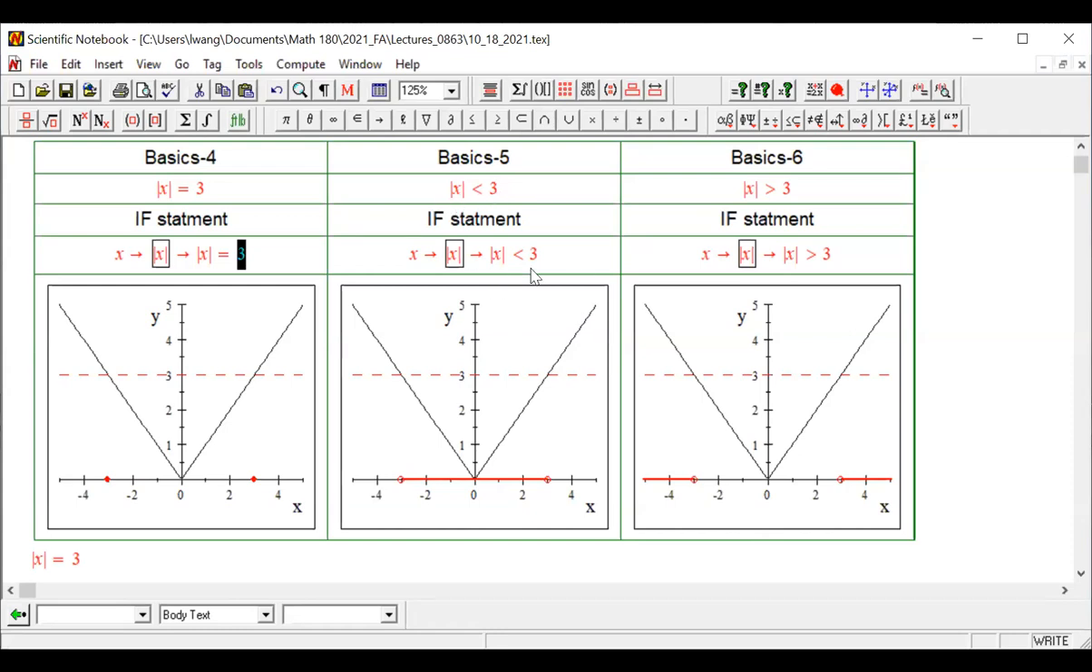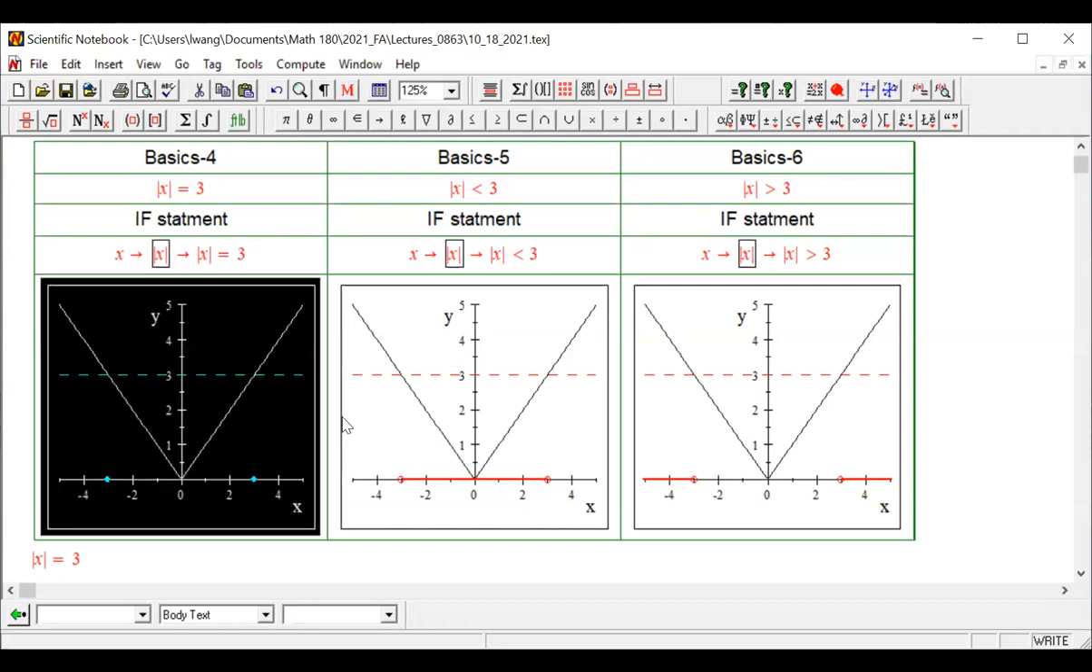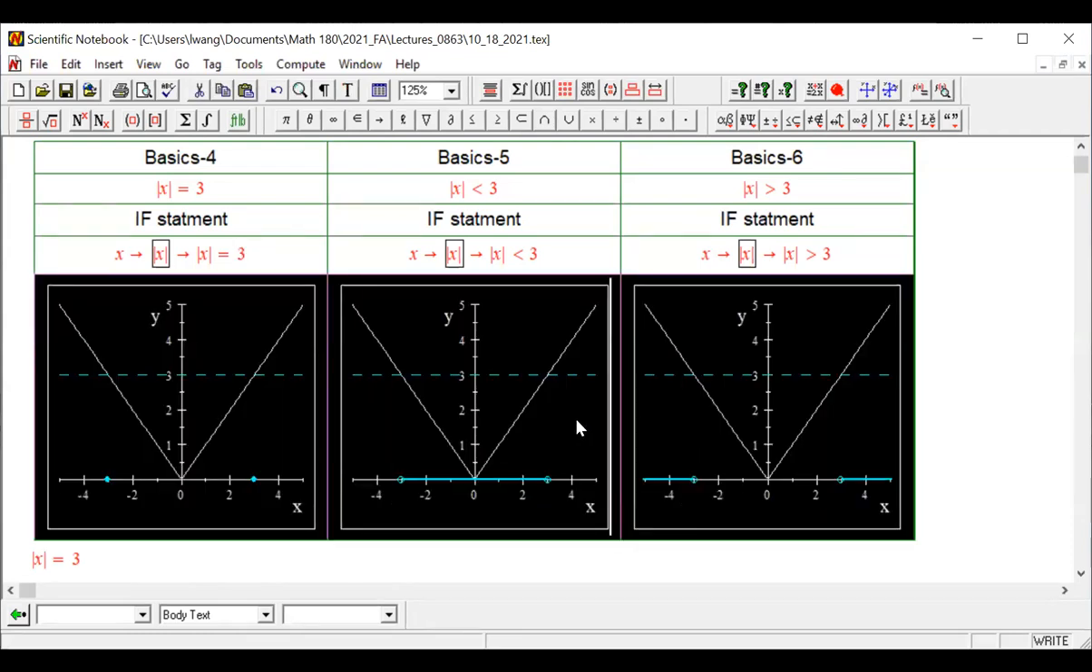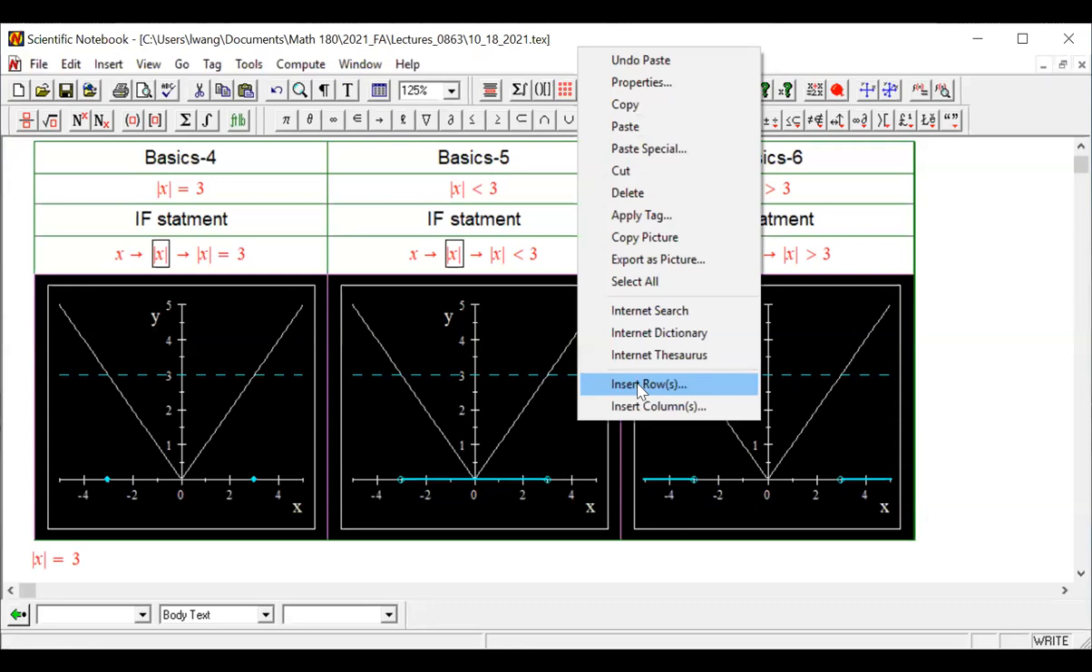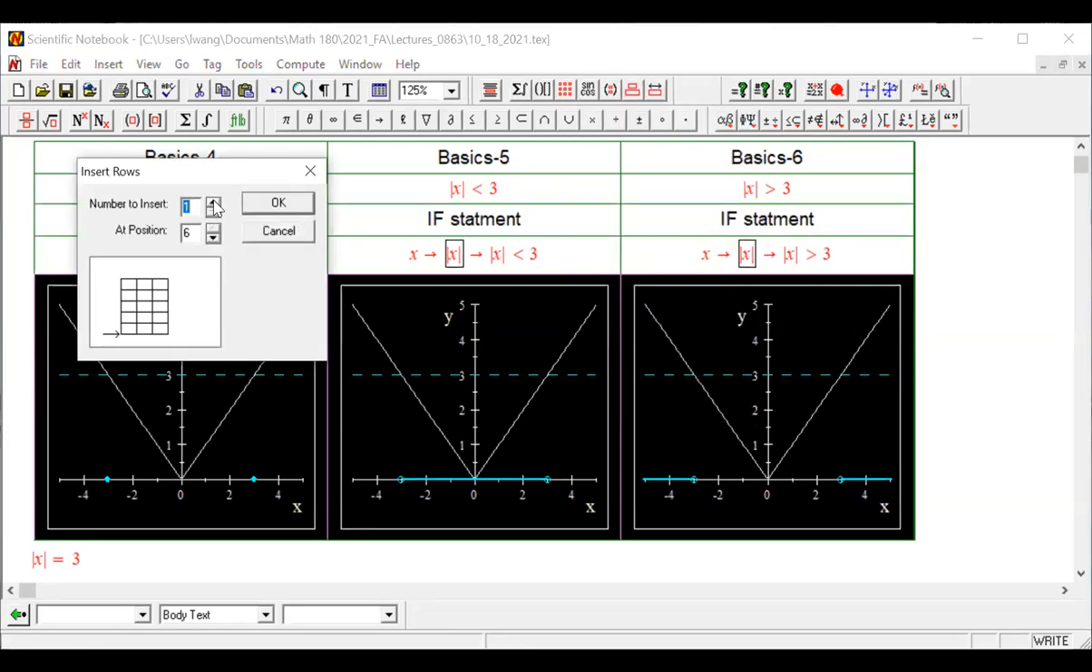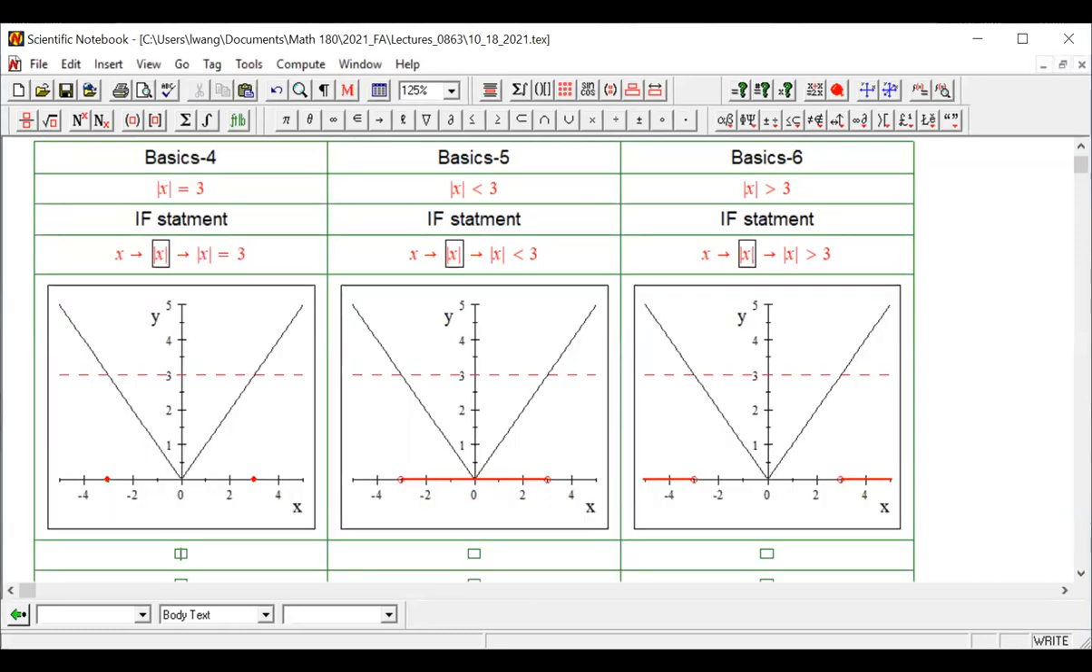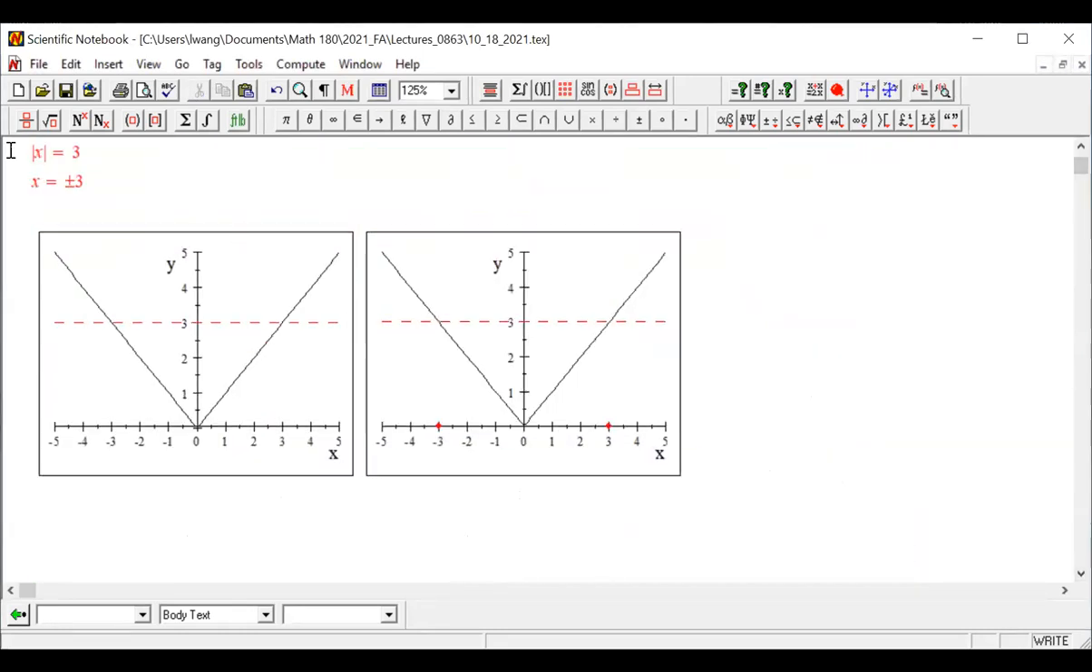If we want the output to be less than 3, the solution would be between -3 and +3. If we want the output to be larger than 3, then the input will be either less than -3 or greater than +3. And of course, all of these are in our thoughts and understanding. You must be able to picture this. And next is how much work do you show?